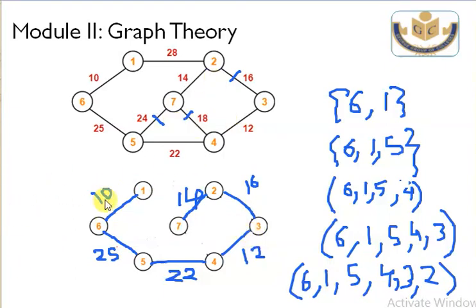And the weight is 10 plus 25 plus 22 plus 12 plus 14 plus 16. 10, 25, 22, 12, 14 and 16. At these points, you will get the weight of the minimum spanning tree.